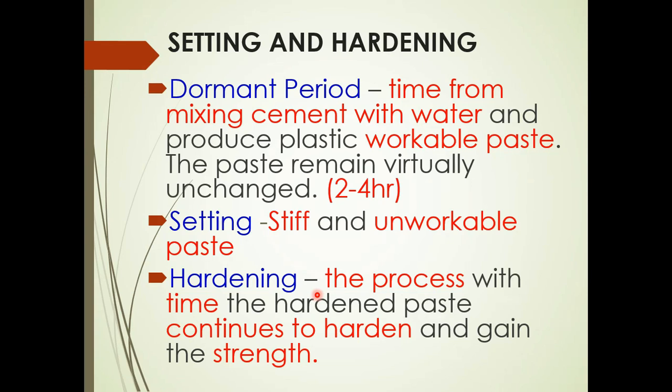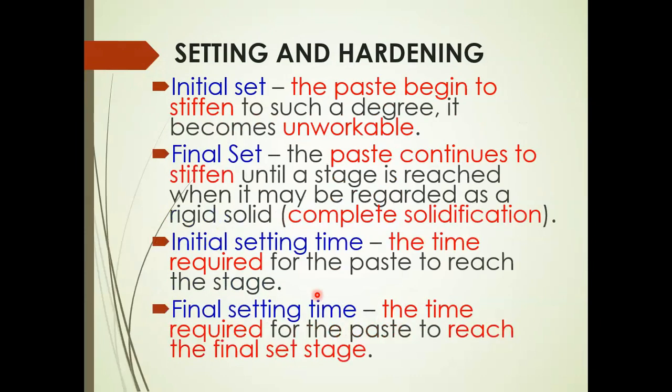The first is the dormant period, which is the time from mixing of cement with water to produce a plastic, workable paste. Basically the paste remains unchanged for 2 to 4 hours. The next stage is setting, where the paste becomes stiff and unworkable. And the last stage is the hardening process, where with time the paste continues to harden and gain strength.